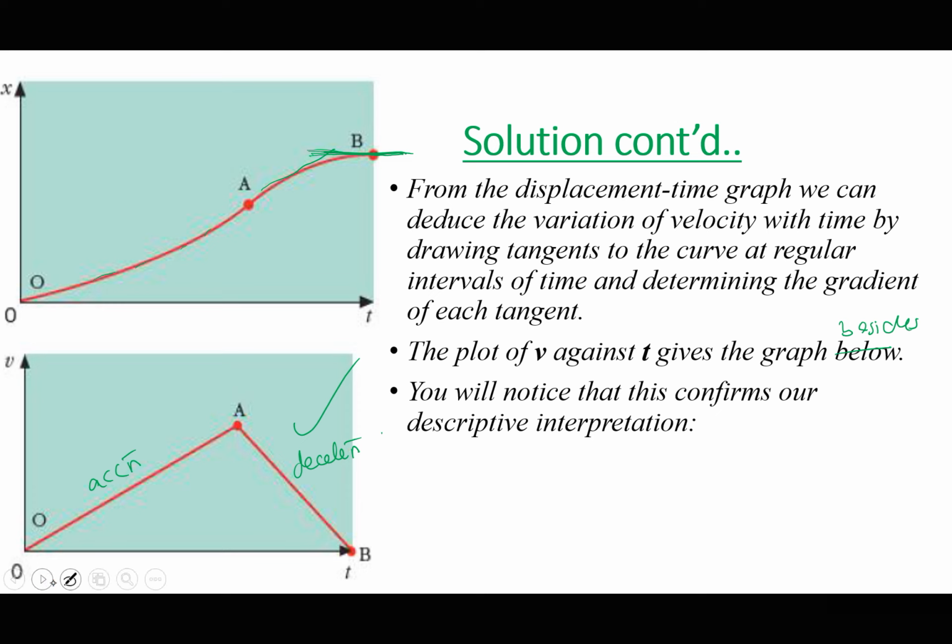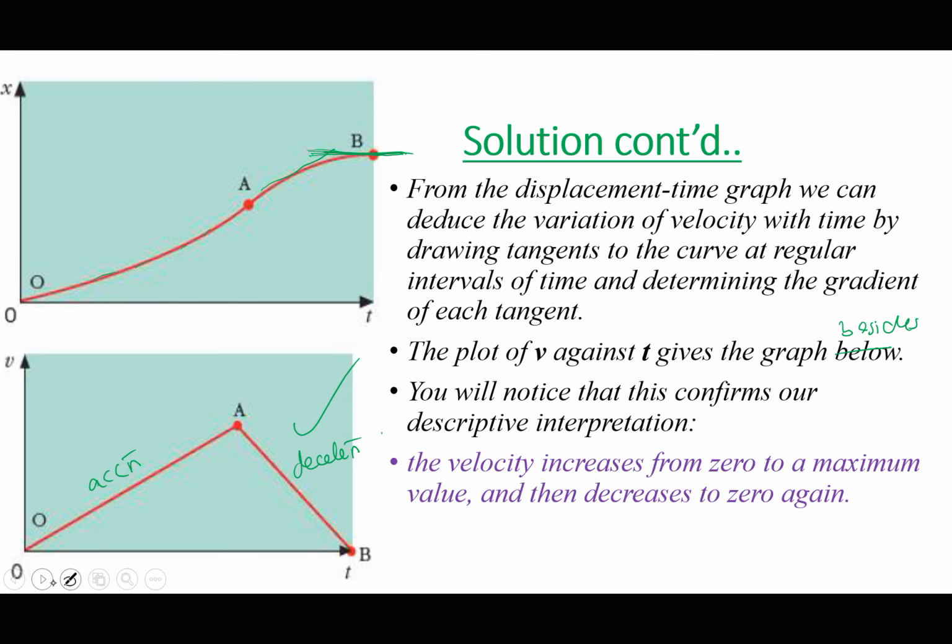So the velocity increases from 0 to a maximum value at A, and then it decreases to 0 again from A to B. So that will be the velocity time graph. You are going to be able to draw these graphs in an exam. You should be able to sketch them and you should be able to interpret them in the multiple choice questions as much as possible.